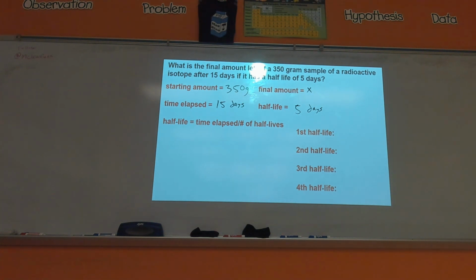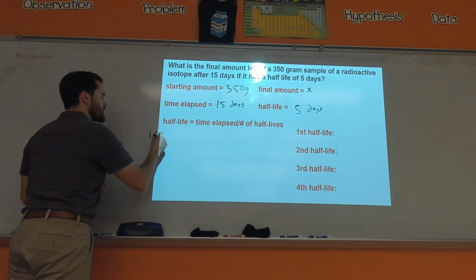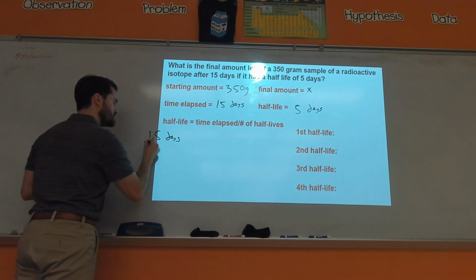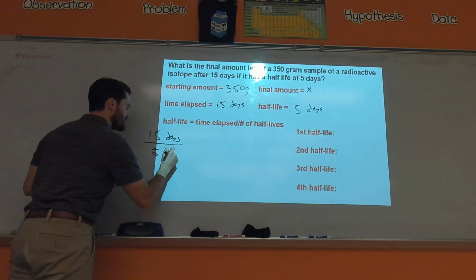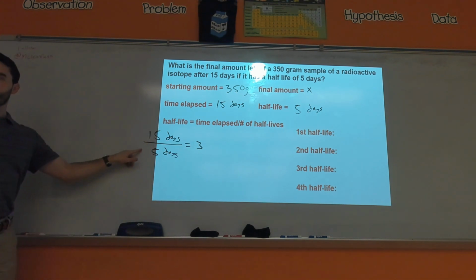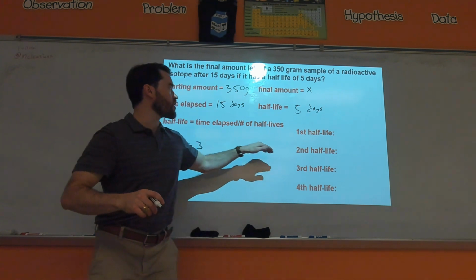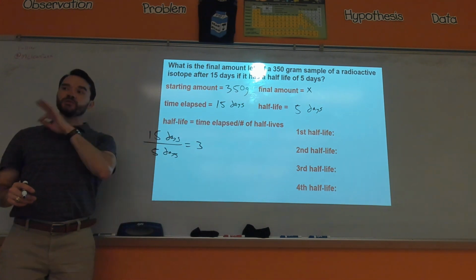It would be 3, right? If every 5 days I can do 1 half-life, in 15 days I could do 3 half-lives. You could probably do that in your head, or you could think of it this way. 15 days, every 5 days you do a half-life. 15 divided by 5 would be 3. So to find our final amount, we want to divide our starting amount by 2 3 times.